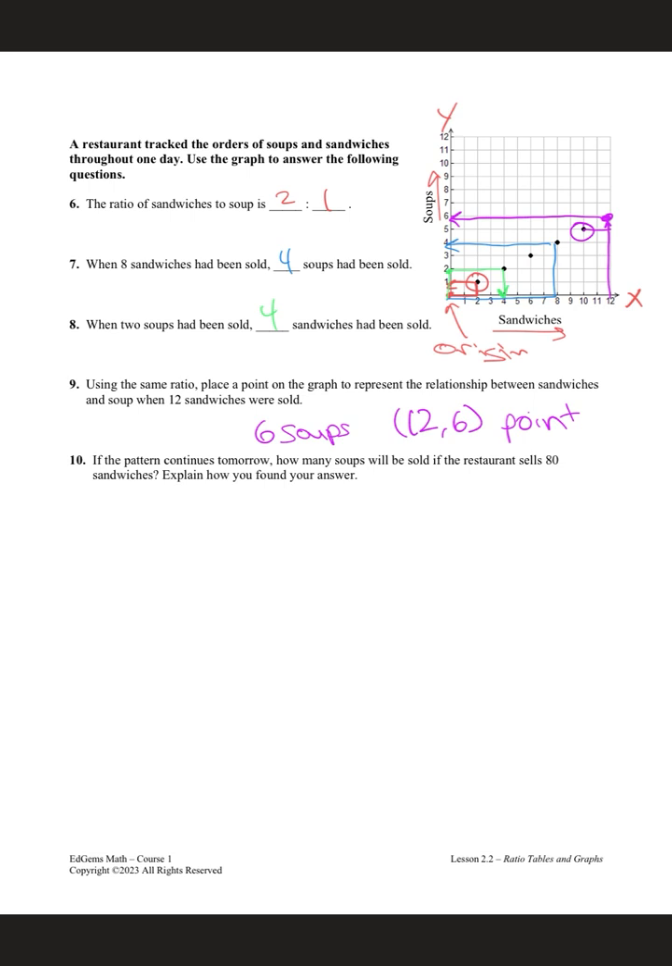All right, then on number 10, it says, if the pattern continues tomorrow, how many soups will be sold if this restaurant sells 80 sandwiches? Since I have a base ratio, I'm going to write that down. For every 2 sandwiches that are sold, there is 1 soup sold.